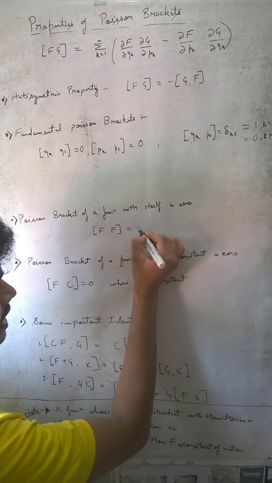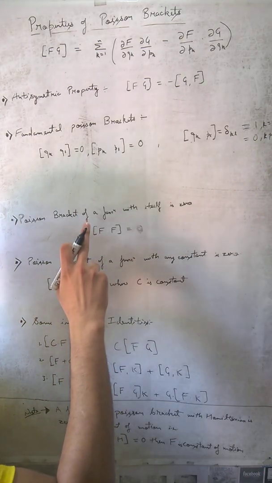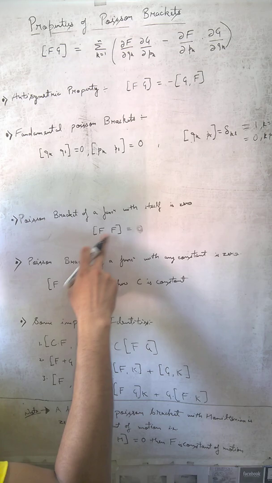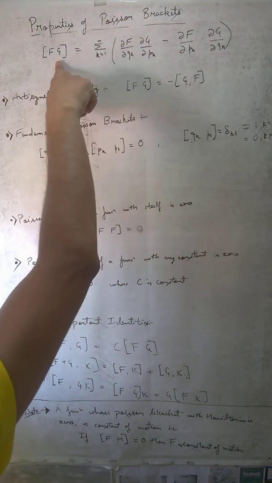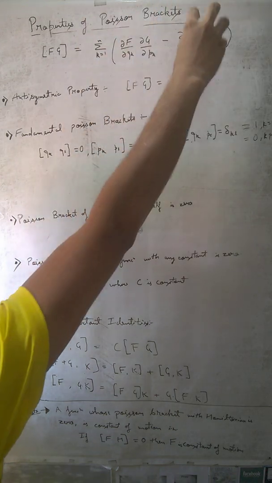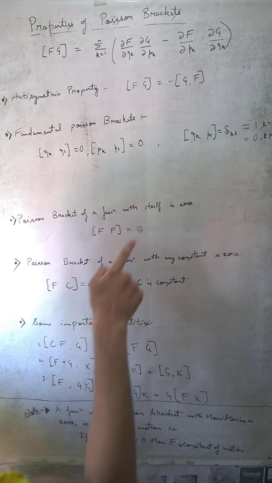Suppose we have a function f. If I take the Poisson bracket of function f with itself, f with f, we get 0. We can substitute g equal to f, then these two terms will be the same, and so they cancel out and we get 0.